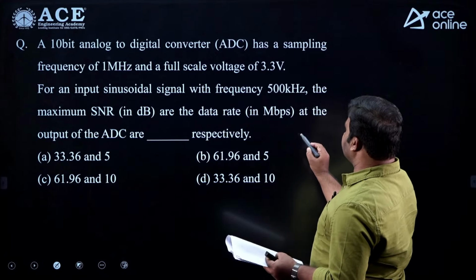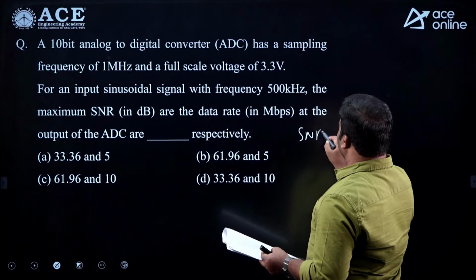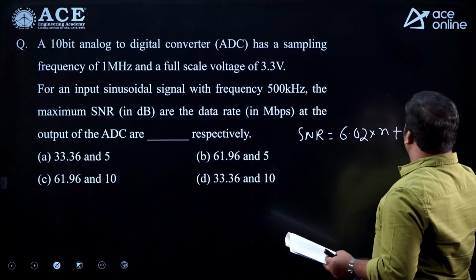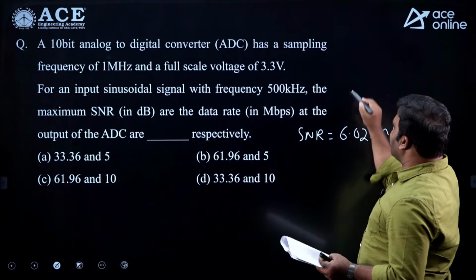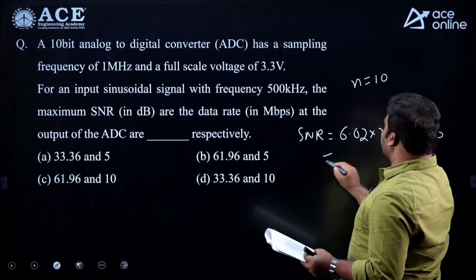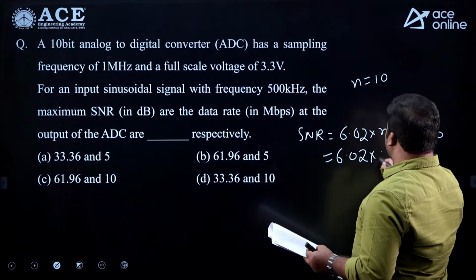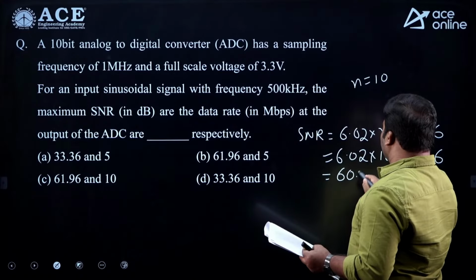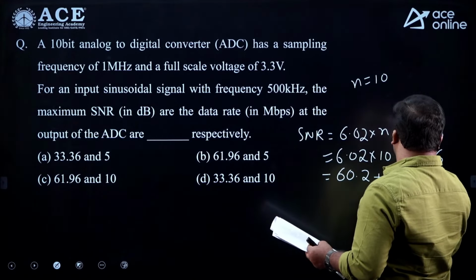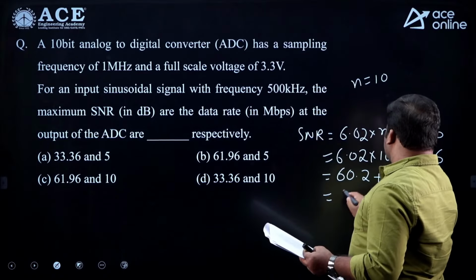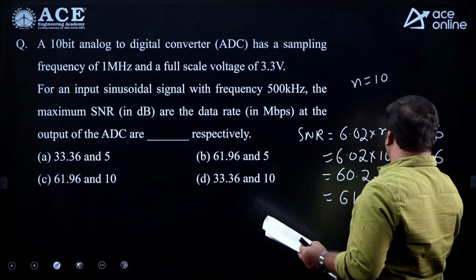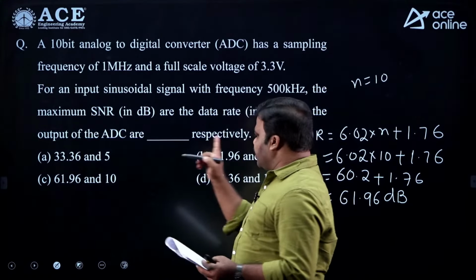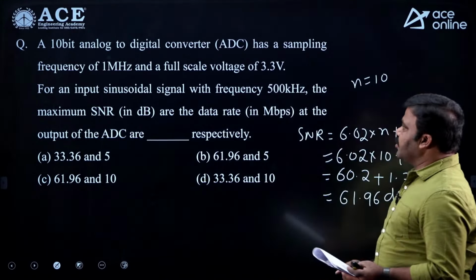So the maximum SNR for n bits is 6.02 times n plus 1.76. If n is equal to 10, then 6.02 into 10 plus 1.76. So it is going to be 60.2 plus 1.76, which is 61.96 decibels, that is the maximum SNR. So 61.96 appears in two options, we have to choose only one, so it is an MCQ.